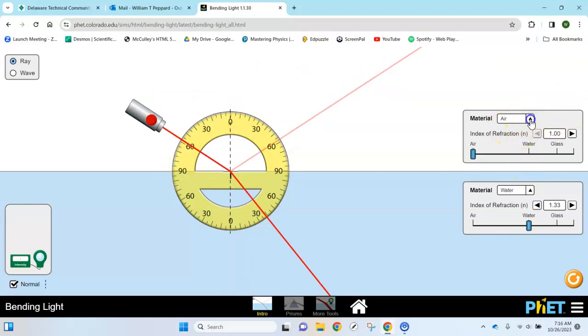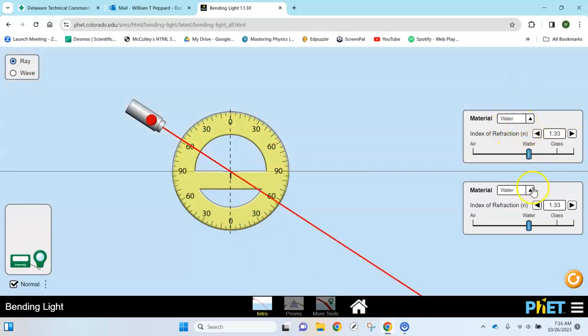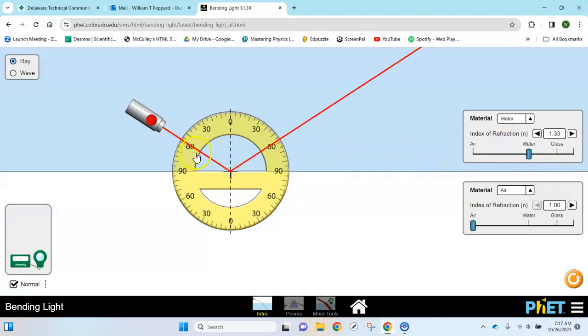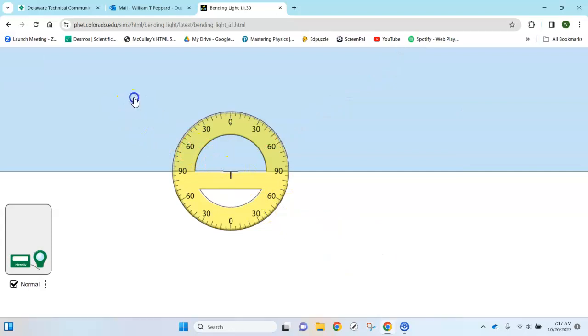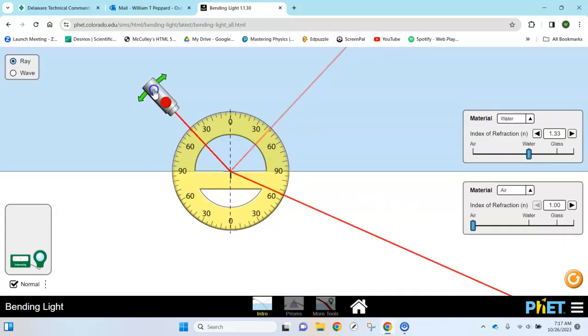You change these to different situations between air, glass, and water, and you record the numbers and go from there. So let me change this to air. And as you can see, sometimes it appears like you're not going to get an angle, like if you're past what's called the critical angle, you're not going to get a ray of light to go into the new material. So what you need to do is adjust until that happens. So now I have the situation that I want.